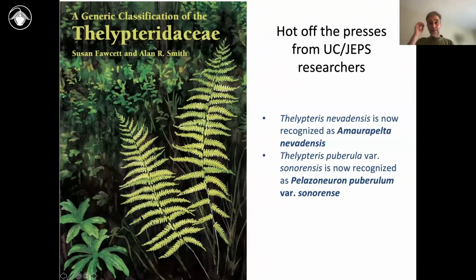And this is a family that's actually been a subject of research here at UC Berkeley. So Alan Smith and Susan Fawcett. Alan Smith is probably the world's authority on the Thelypteridaceae. Susan just finished her PhD on the family, and they have revised the genus level classification. And so we now have a revised understanding of the relationships and the classification for the California species. So instead of Thelypteris nevadensis, we have an Amauropelta, and Thelypteris puberula is a Parathelypteris.